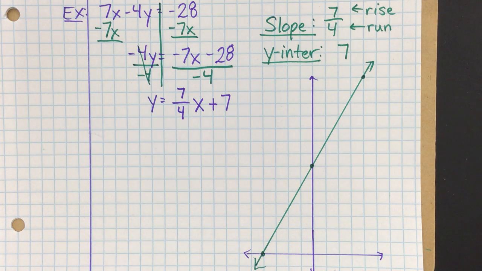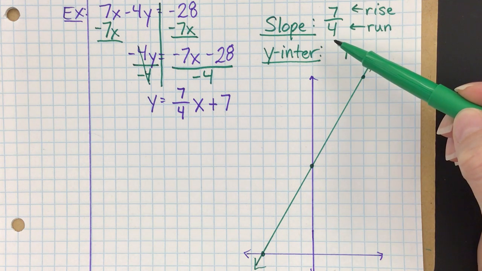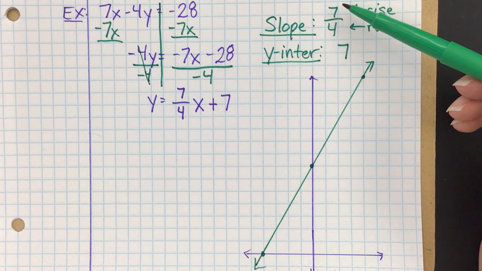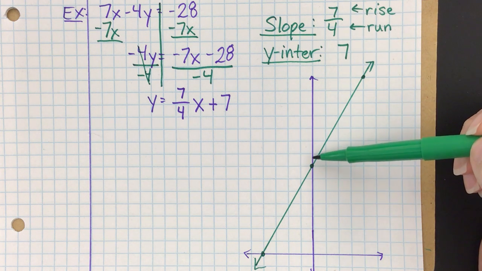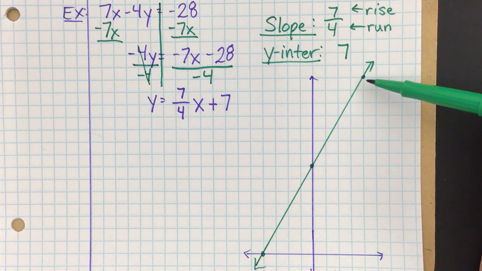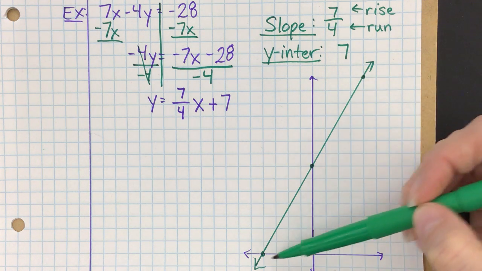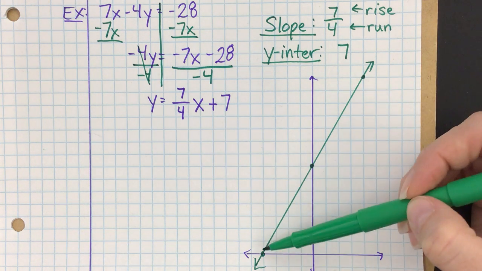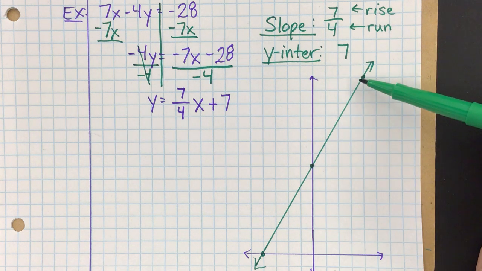Yeah, Elizabeth. Okay, the slope is 7/4, so the top number is my rise, the bottom number is my run. Since it's positive, that means I'm going to go up. So I go up 7 spaces, and I go run or go over 4 spaces and put a point. What about the really low one? Well, I just did the same pattern in the other direction, so I had a third point. So if you look at this, this is 7/4, just like this is 7/4.